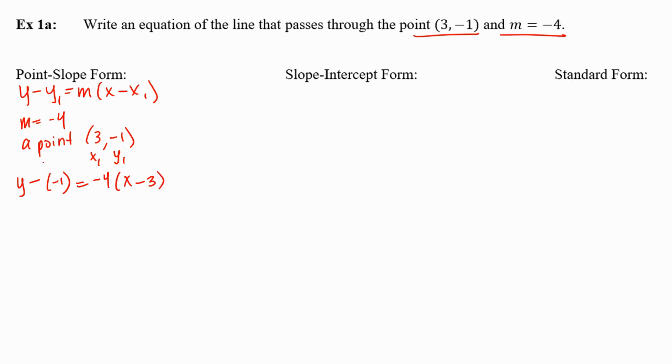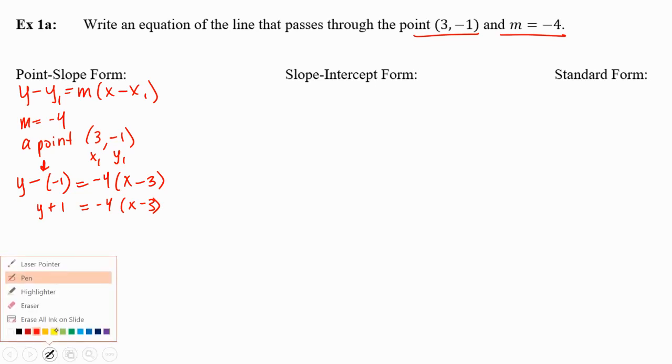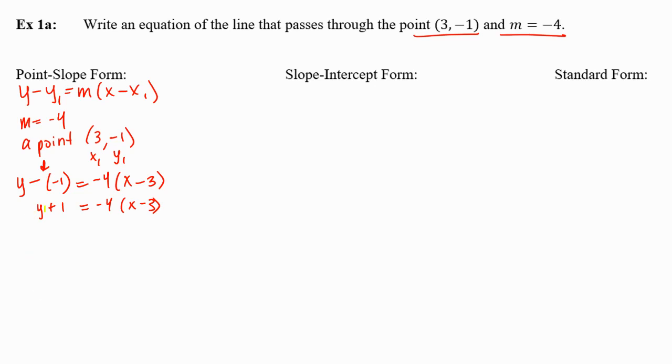Now notice over here, we have a double negative, which will become positive. So y plus 1 is equal to -4, parentheses x minus 3. If you remember before, I told you when we're doing point slope form, when you plug in x1 and y1, it's going to be the opposite of what they are originally. All right, so that's point slope form.